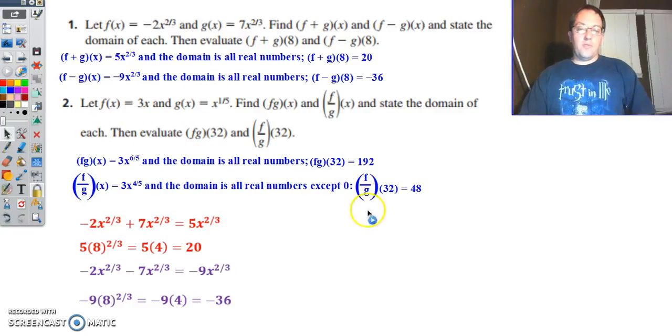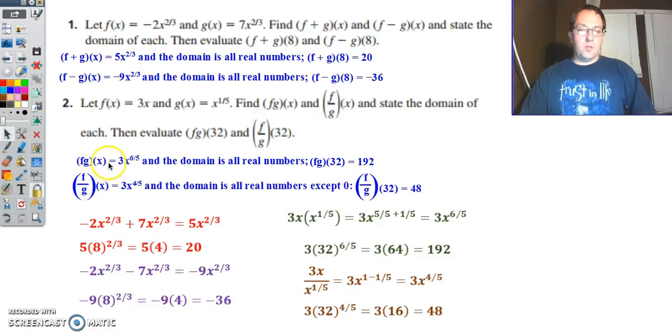All right, so for number 2, first we're going to multiply them together. To do that, you add your exponents, so you have 3 times x to the 6/5. Plug in 32 for x and you get 192. Now the domain: this is a fifth root function, so it's got a domain of all real numbers. This is a linear function, so it's got a domain of all real numbers. All real numbers combined with all real numbers is all real numbers.